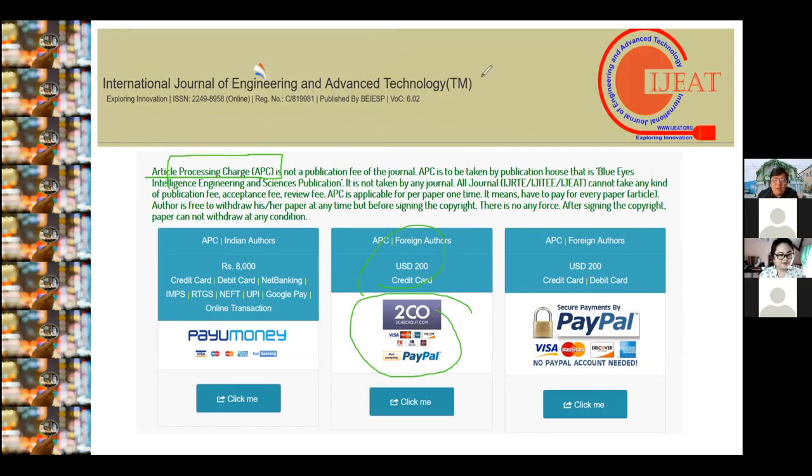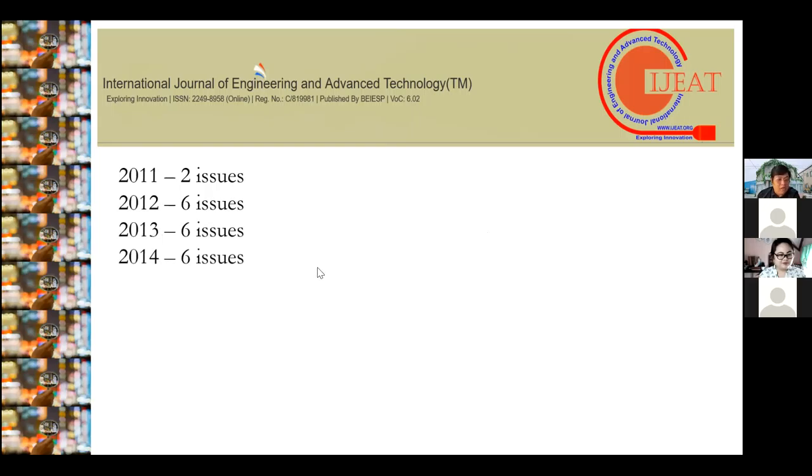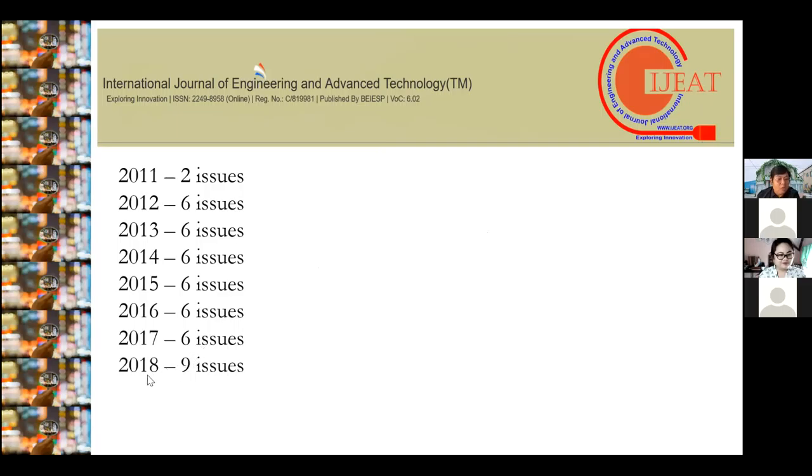But I tried to examine other parts of their website, and I looked at their published papers. In 2011, this is the start of their publication. They have only two issues, meaning in a year, they published only twice. In 2012, they increased from 2 to 6. 2013, 6. 2014, 6. 2015, 6. So if you look at it, they regularly had 6 issues. 2017 is 6. 2018, it became 9. 2019, it jumped to 21 issues.